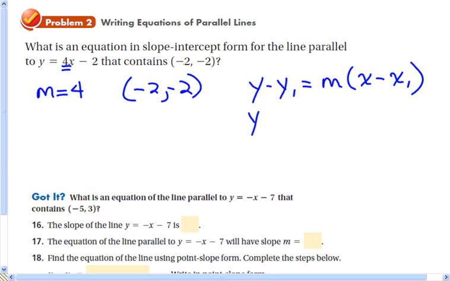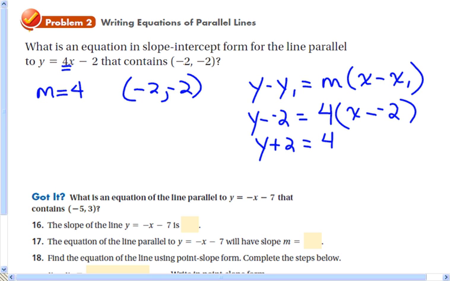We're going to substitute -2 for y sub 1. We're going to substitute 4 for the slope. We're going to substitute -2 for the x value. And then we're going to simplify. y plus 2 is equal to 4 times the quantity x plus 2. I'm going to multiply this out because we want slope-intercept form, so we're just going to simplify it so that we have slope-intercept form. So we have 4x plus 8.